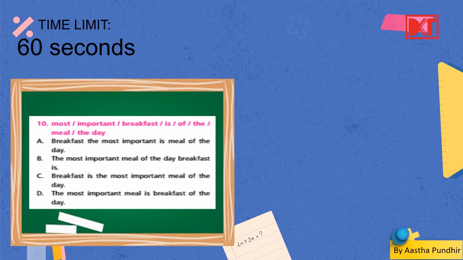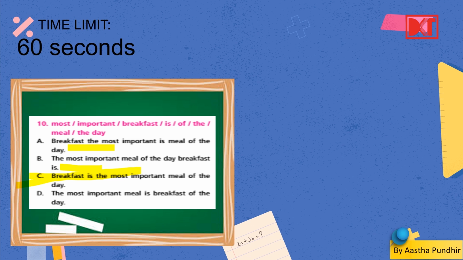Okay, here we have: most important, breakfast, is, of, the, meal, the day. Here it could start with the most important, also could start with breakfast also. Let's read. Breakfast, the most important is meal of the day. Incorrect. The most important meal of the day, breakfast, is incorrect. Breakfast is the most important meal of the day seems correct. A day, the most important meal is breakfast of the day.